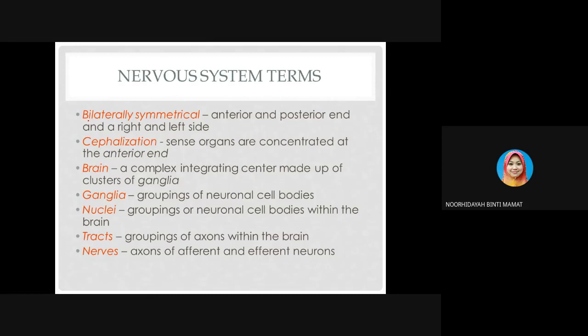The first one is bilaterally symmetrical, which means having an anterior and posterior end, and also a right and left side. Also there is cephalization, where the sense organs are concentrated at the anterior end. We study about the brain. The brain is a complex integrating center made up of a cluster of ganglia. A ganglion is a grouping of neuronal cell bodies. Nuclei are a grouping of neuronal cell bodies within the brain. A tract is a grouping of axons within the brain. A nerve is an axon of afferent and efferent neurons. So that is a nerve. These are all the terms that we are going to use in this topic.